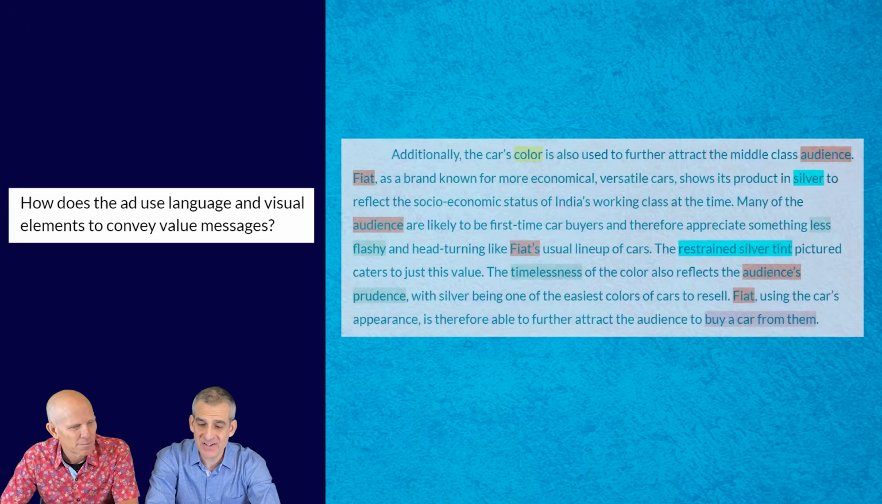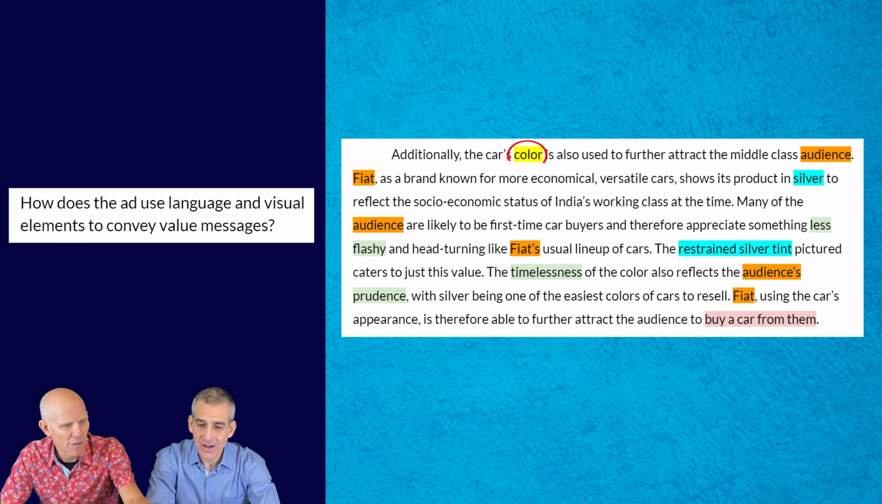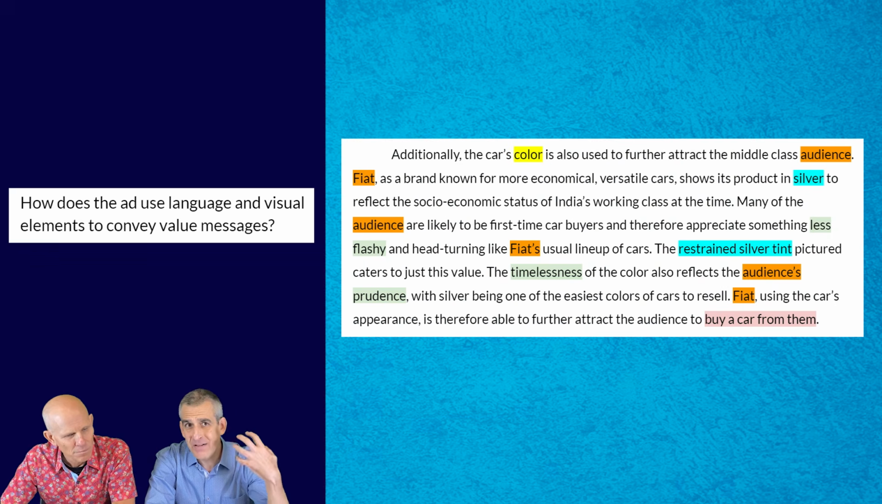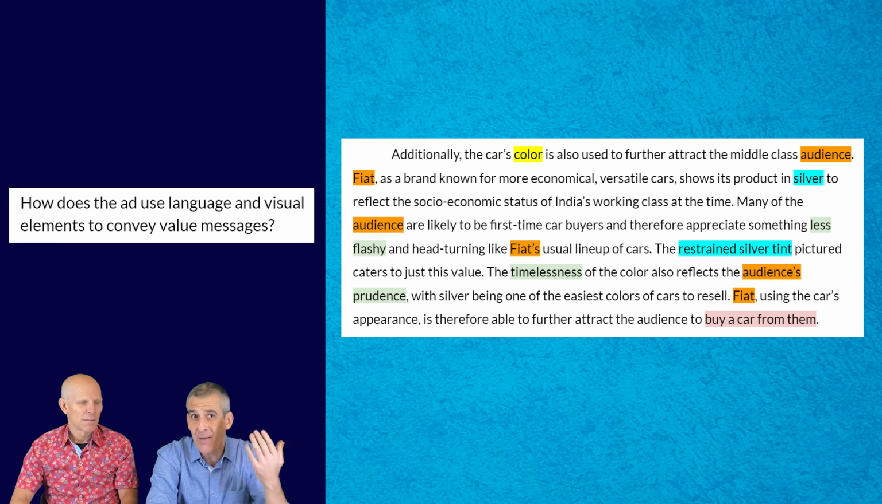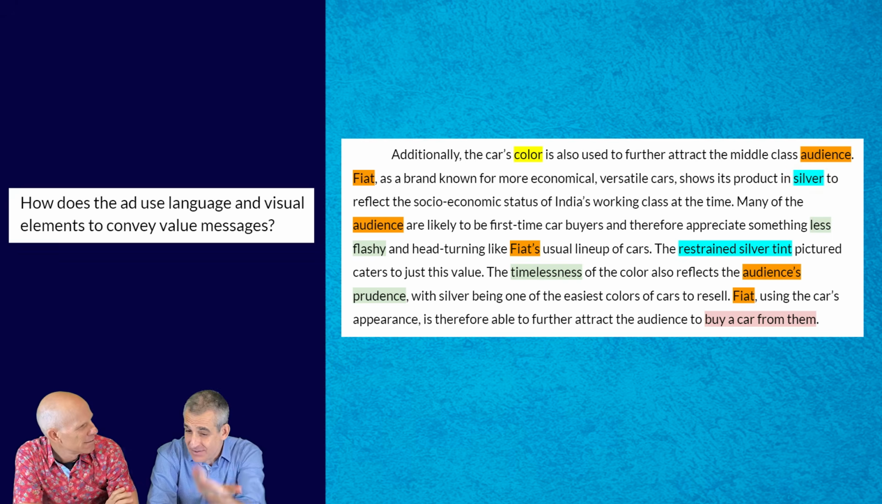The next paragraph I see looks to be focused on color. Yeah, the car's color, right? They want to think about why Fiat made that choice and what it conveys by choosing silver and a restrained silver tint. What did the students say about this, Mr. Giles? I think that's a really interesting comment. You look for nuance and insight. Did they offer any here?